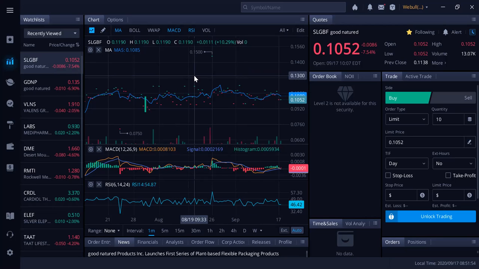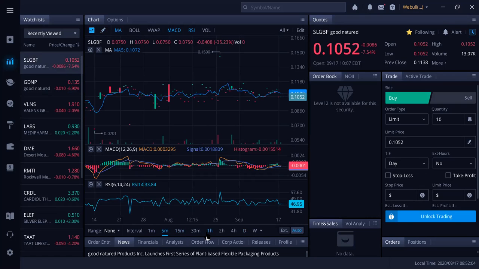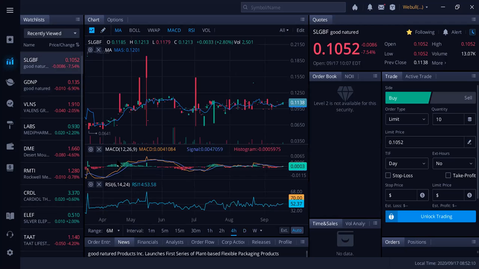SLGBF in America, Good Natured Products. You could see that it's just trading sideways in America. Go to the 1 hour chart. And if we go to the 6 month chart, we can see how it's been really choppy, been as high as 20 cents in America, been as low as 7 cents, currently at 10 cents. But I think it's one to put on your watch list.